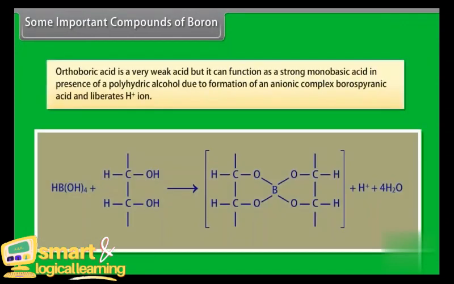Orthoboric acid is a very weak acid, but it can function as a strong monobasic acid in the presence of a polyhydric alcohol due to formation of an anionic complex, borospiranic acid, and liberates H+ ions.